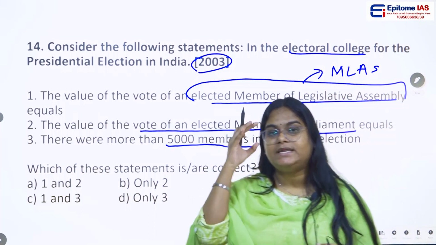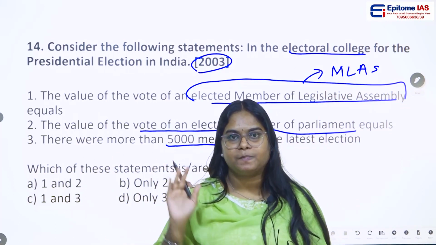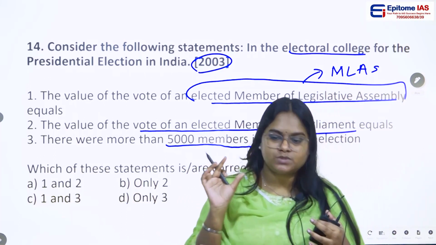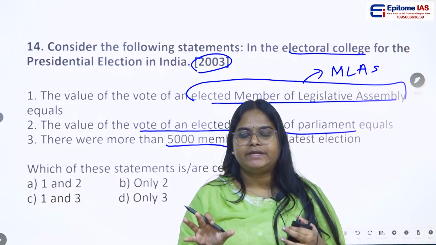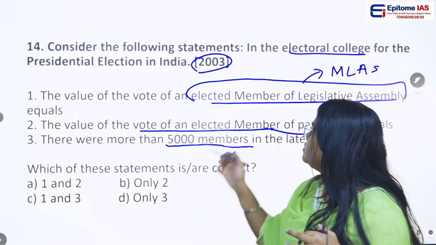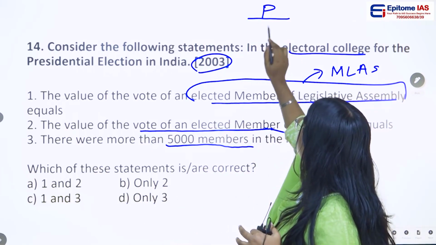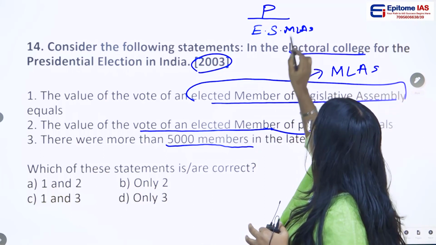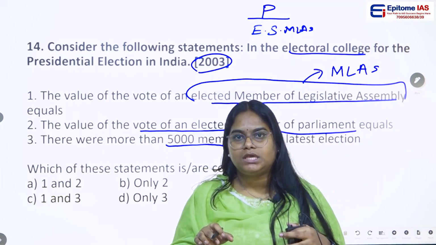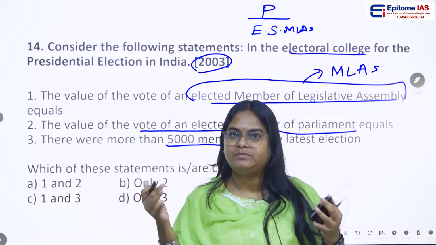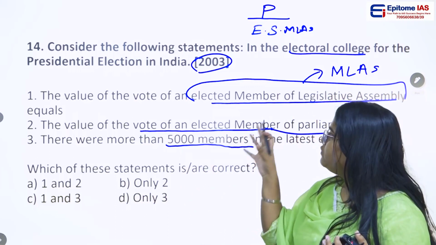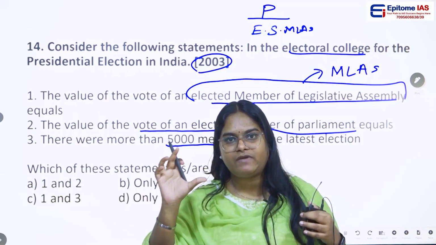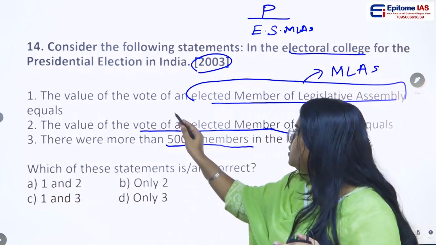We have discussed this in detail in part 1, the previous video. The value of an MLA's vote is calculated by a formula. What is the formula? The population of that particular state should be divided by the elected seats of MLAs in that state. So the value of an MLA's vote in each state will be different. They are saying that every MLA's vote value is equal. Is that so? No, it's wrong.